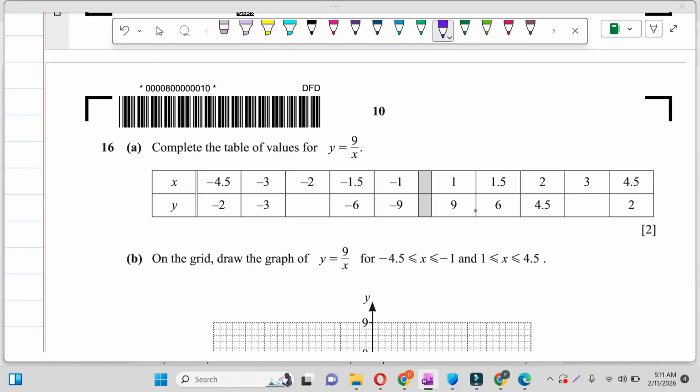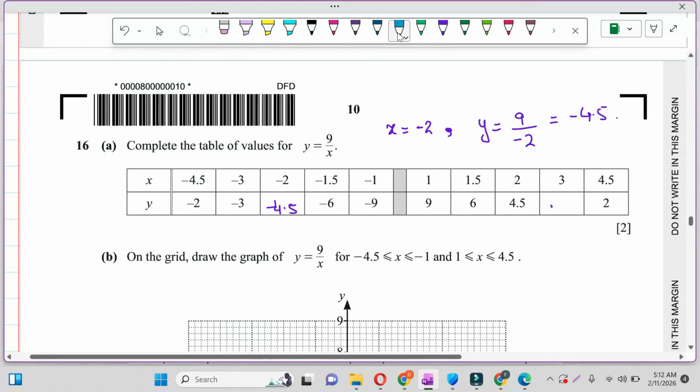And we need to complete the table by calculating the value of y here and here. The corresponding values of x are negative 2 and 3. So first we plug in x equals negative 2. So y will be equal to 9 over x, meaning 9 over negative 2, which is equal to negative 4.5. So we can say that the y coordinate corresponding to the x coordinate negative 2 is negative 4.5.